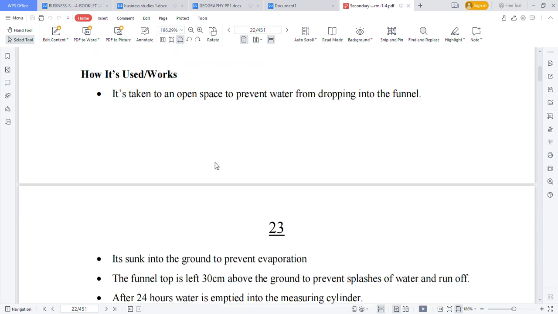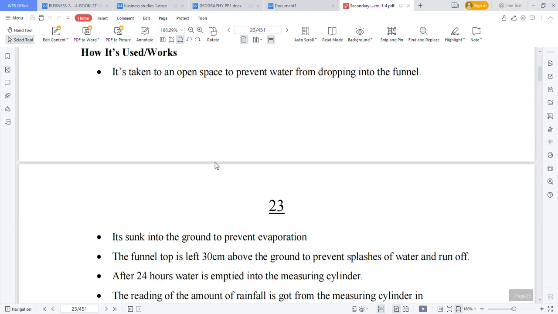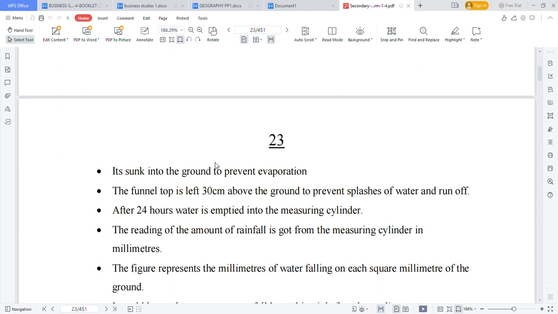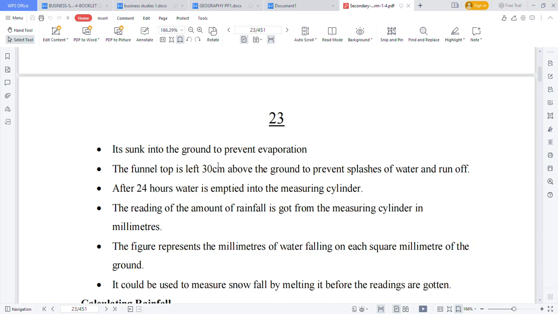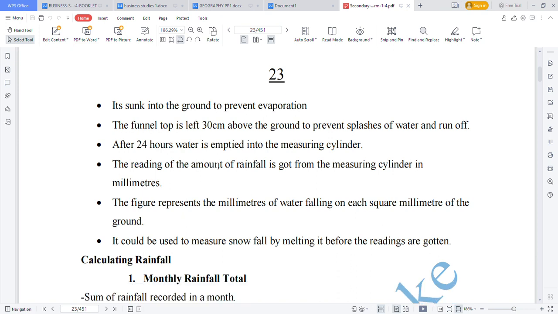How does a rain gauge work? It is taken to an open place to prevent water from dropping into the funnel. That is the reason why it is taken to an open place. It is sunk into the ground to do what? To prevent evaporation. The funnel is left 30 centimeters above the ground to do what? To prevent splashes of water and runoff.